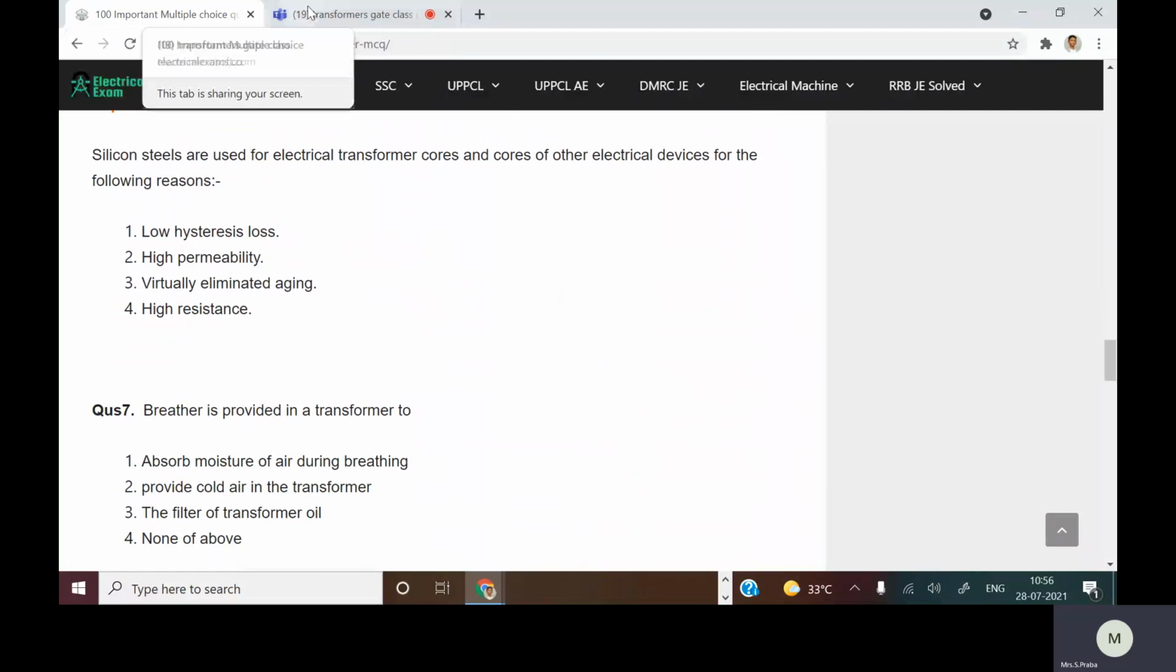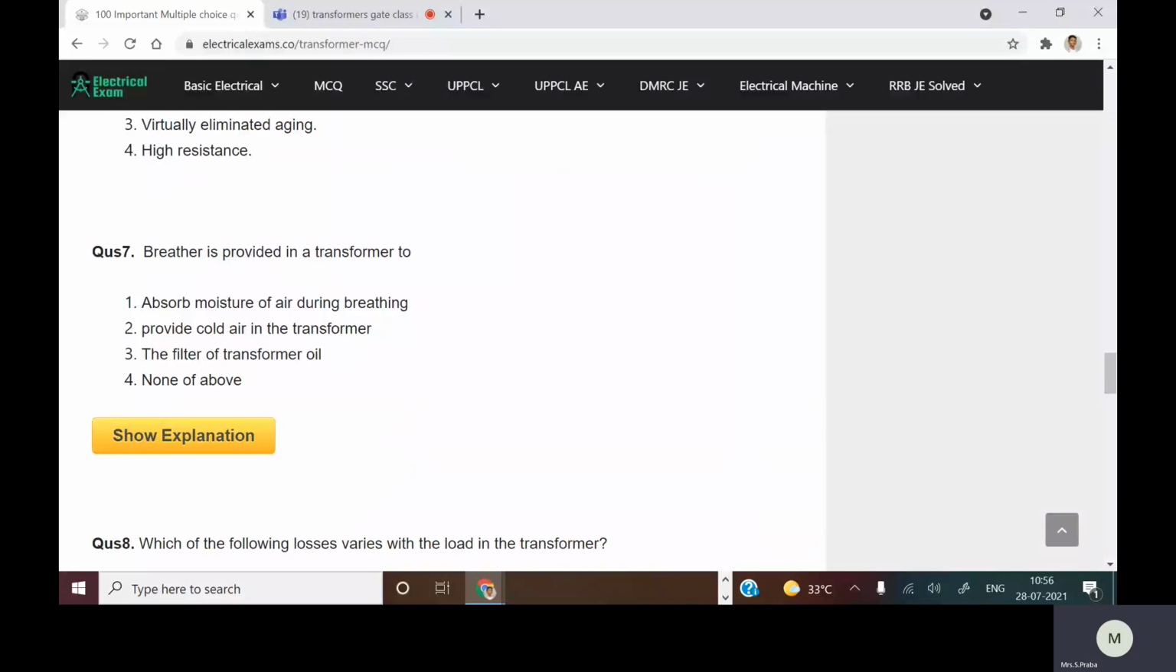Breather. A breather is provided in a transformer. Breather, conservator and all, we know that. A breather is provided in a transformer to what? We must be aware of the construction of the transformer. A breather is provided in a transformer to: absorb moisture of air during breathing, provide cold air in the transformer, filter the transformer oil, or none of the above.